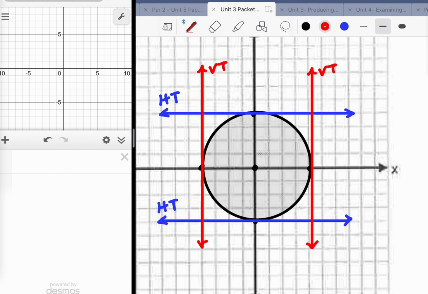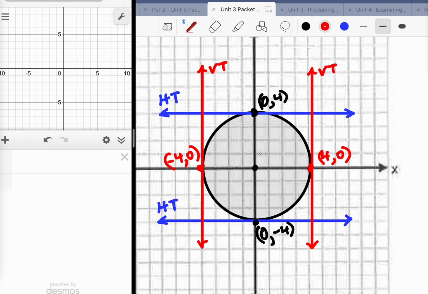They're asking for the instances on the circumference of the circle where that happens. Visually, we can make the determination. We have 0, 4, 0, negative 4. So we don't really need calculus for this, but I'll show you how we would use calculus. 4, 0, negative 4, 0. So that works. Those are the instances in which the curve has horizontal and vertical tangents, so it's accounted for.